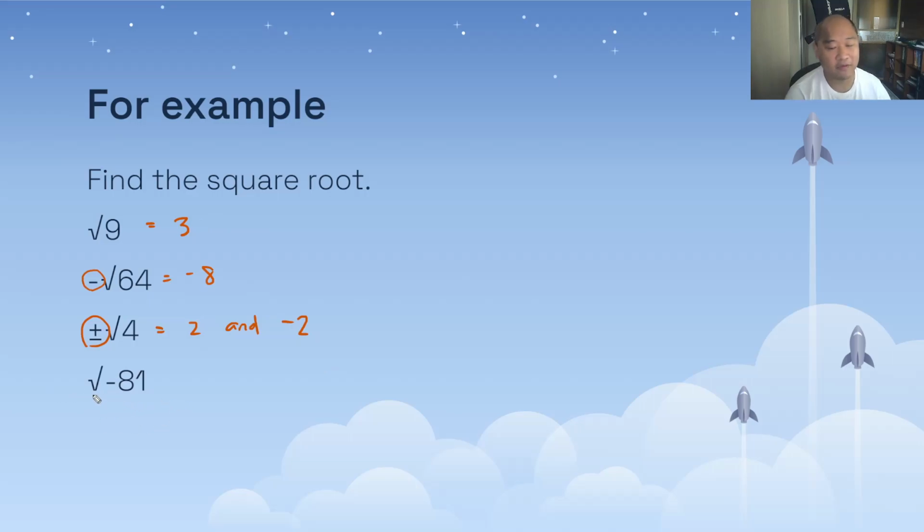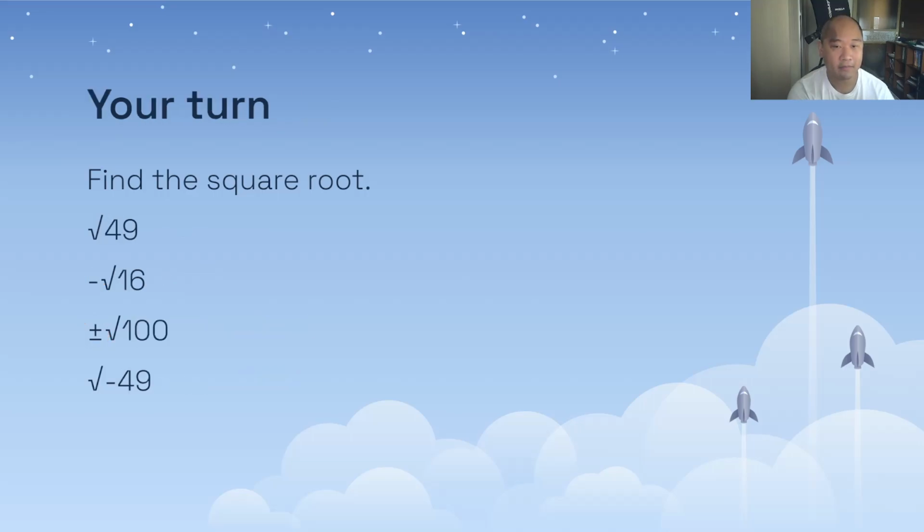And finally, we have the square root of negative 81. And this has no solution, because there are no numbers that you can multiply by itself to equal a negative number. All right, your turn.